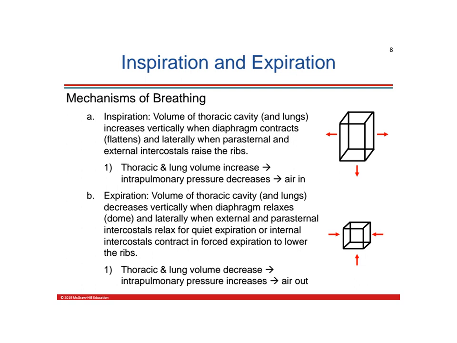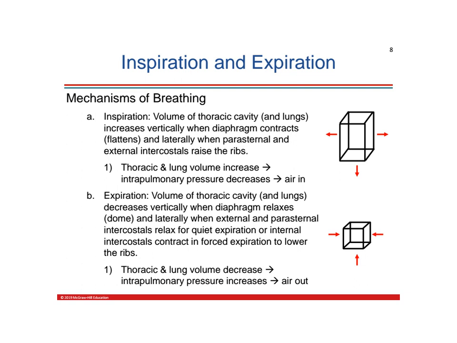Let's review the mechanisms of breathing. During inspiration, the volume of the thoracic cavity and the lungs increases vertically when the diaphragm contracts and flattens, and laterally when the parasternal and external intercostals raise the ribs. The thoracic and lung volume increase. Therefore, the intrapulmonary pressure decreases, and this leads to air coming in. Recall that the intrapulmonary pressure is the same thing as the intraalveolar pressure.